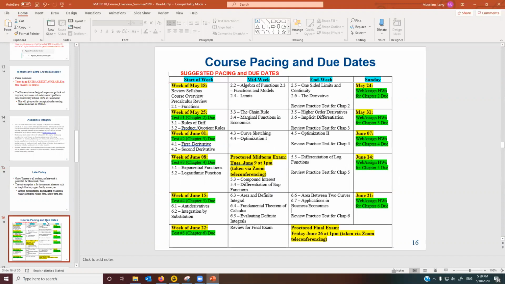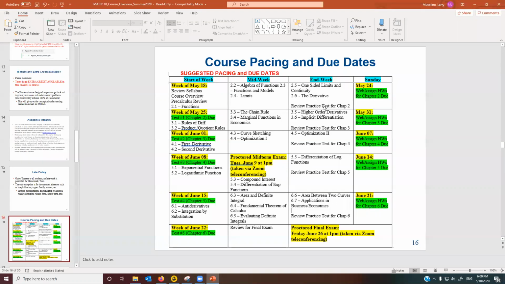Folks, here's that calendar that was in the syllabus. So again, use this as a pacing guide. So what this is trying to tell you is at the start of the week, you can work on these activities. In the middle of the week, work on these activities. Towards the end of the week, work on these activities. Notice on Sundays are the due dates for the homeworks. For example, on May 24th, there's going to be 5 homeworks due. This is section 2.1, 2.2, 2.4, 2.5, 2.6 homework, all due May 24th.